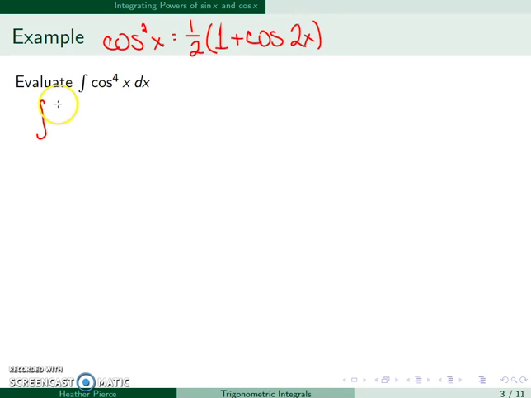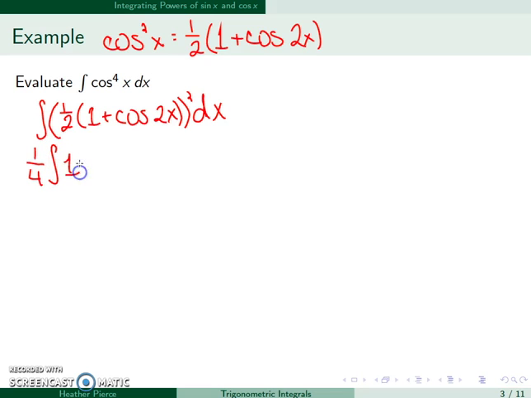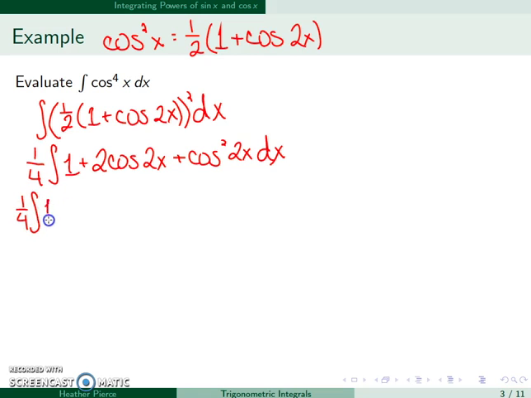So that means I can rewrite this integral as 1/2 times 1 plus cosine 2x, squared, since we do have this raised to the 4th power. So 1/2 squared is 1/4, and then I have 1 plus 2 cosine 2x plus cosine squared 2x dx. So this is 1/4 times the integral of 1 plus 2 cosine 2x, and I don't quite know how to deal with the squared term either.